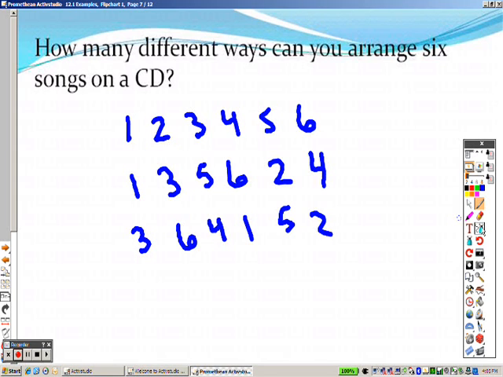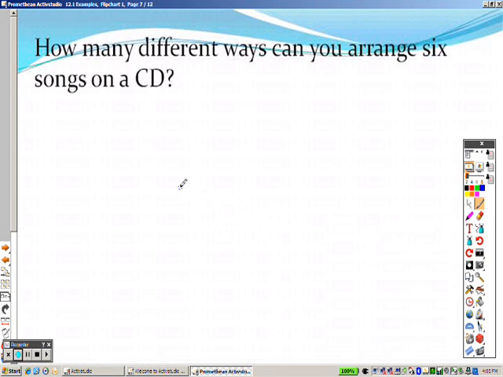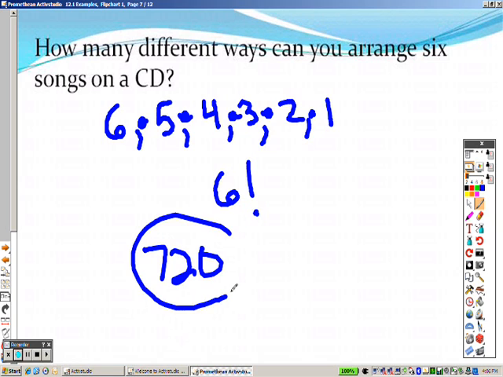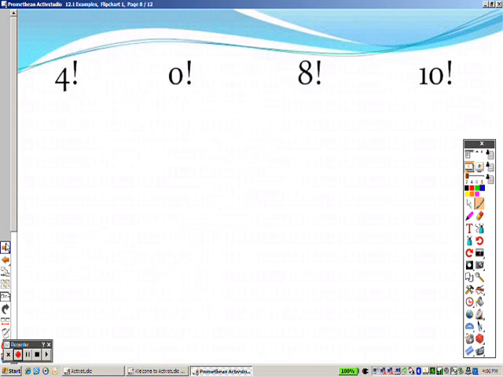But what's happening here is, for the first song you have 6 different choices. For the second one you have 5 choices. For the third one you have 4, then 3, then 2, then 1 choice, which means you just multiply each of those. And when you're multiplying like that the entire way down, that's like saying 6 factorial. And 6 times 5 times 4 times 3 times 2 times 1 is 720. So you have 720 different ways you could write the CD in that order.